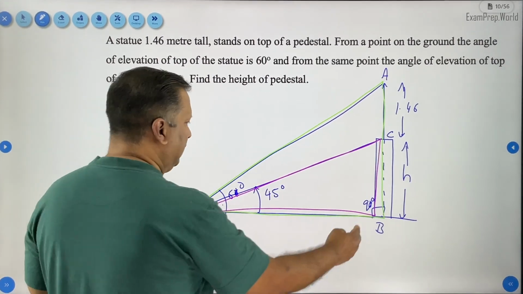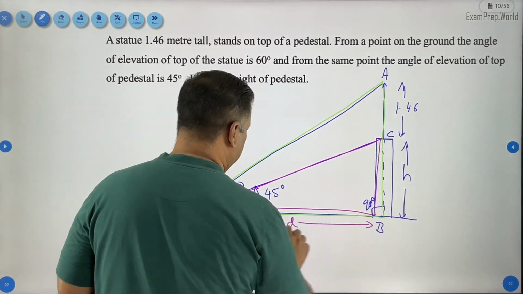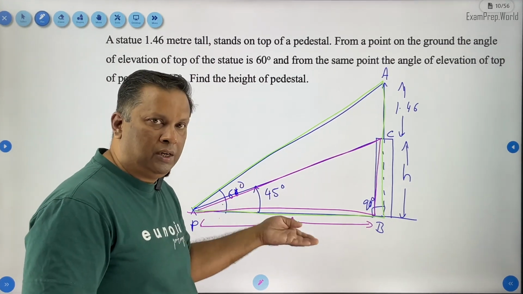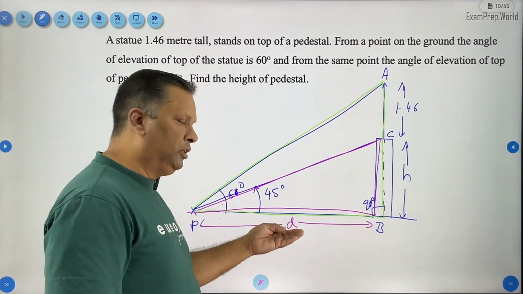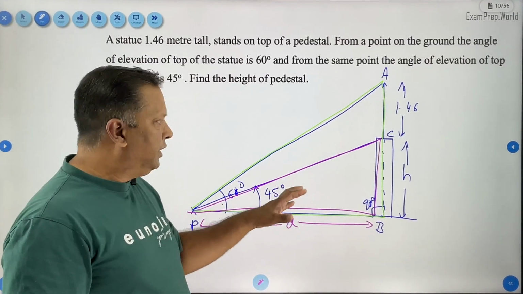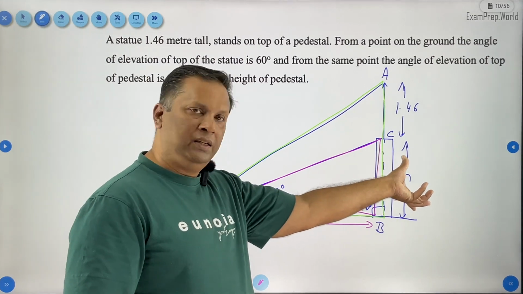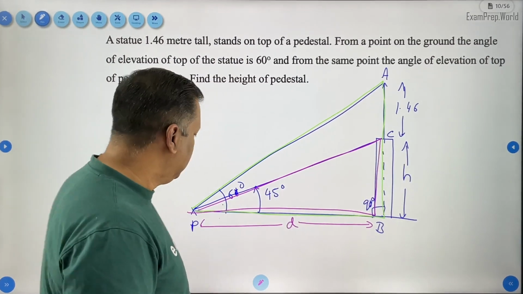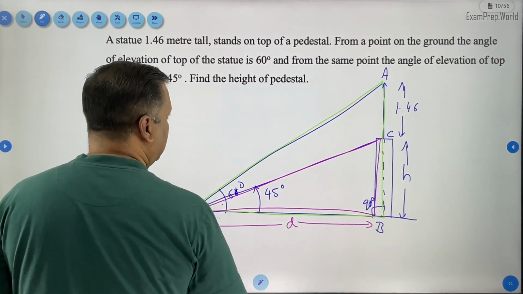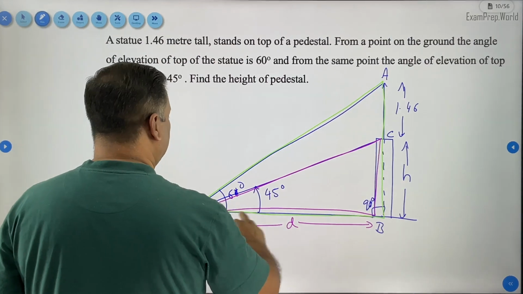The common side is PB. Let us write this as D. This D exists in both the triangles and it is the adjacent side to both. For 45 it is the adjacent side, and for 60 also it is the adjacent side. Now using the ratios of these 2 triangles, we should be able to solve the question and find the height of the pedestal. Okay, let's do that now. First thing, let us write tan 45.